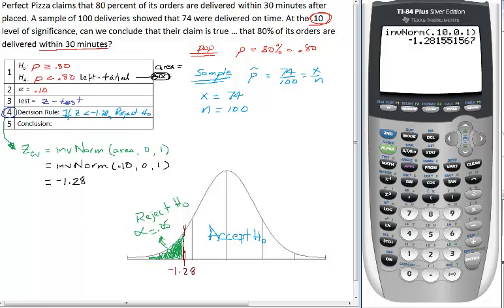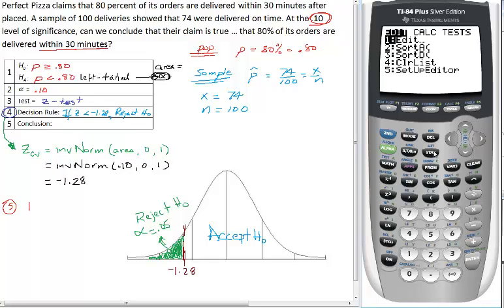Now, let's look at step 5, our conclusion. Well, before we draw our conclusion, we have to run the z-test. Let's just do it on the calculator, show you what it looks like. Stat, go across to test. Now, we're doing a 1 sample proportional z-test, which is number 5. So go down to number 5.